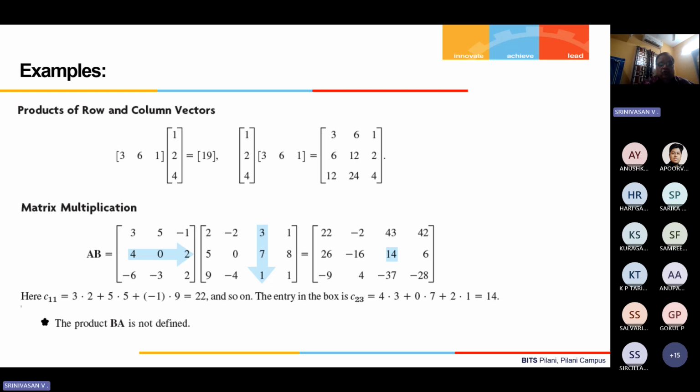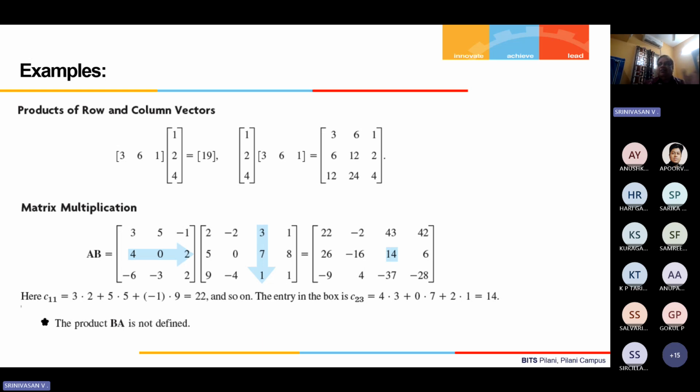Fix the same first row, go to the second column. 3 into minus 2, minus 6, plus 0, plus 4. You get minus 2. Same first row, go to the third column. 3 into 3, 9, plus 5 into 7, 35, 44, minus 1, 43. Go to the last column. 3 into 1, 3, plus 5 into 8, 40, 43, minus 1, 42.